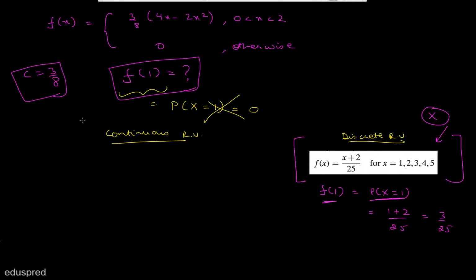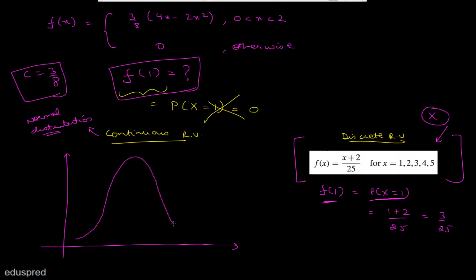However, this is not the case when you're working with a continuous random variable. Think of a random variable that follows a normal distribution. So let's draw a rough figure for a normal distribution over here. Let's say this is how the normal distribution looks.